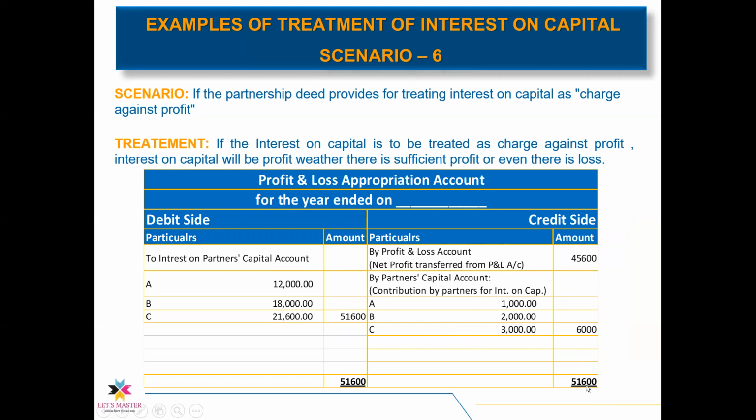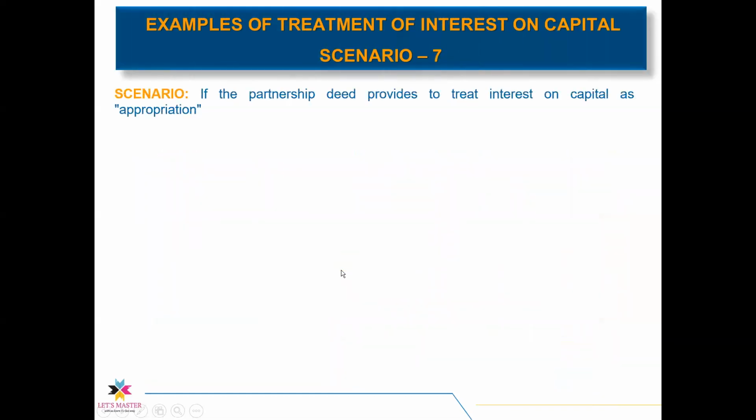So the total comes to 51,600, and this 51,600 is distributed among the partners as their interest on partners' capital account. So this total comes to 51,600. So we will do this only and only when the partnership deed provides for treating interest on capital as charged against profit, and the profit is not sufficient enough to pay the entire amount due to partners as interest on capital. And now the last scenario.